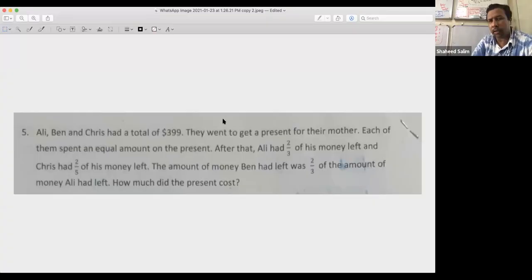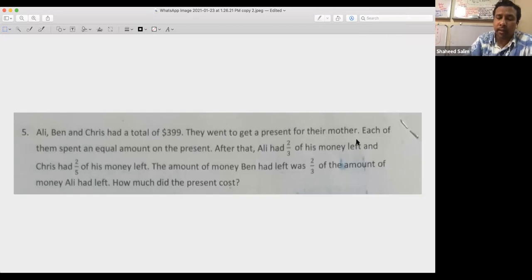Now, we look at the thing. You got to ask yourself when you do this type of question, what is the same about? So let us read step by step. When you get a problem sum, you read sentence. Ali, Ben, and Chris have total 399. That one you understand, correct? They went and get a present for their mother. So each of them spend an equal amount on the present. So we are going to assume equal amount here means equal amount of money, right? Correct?